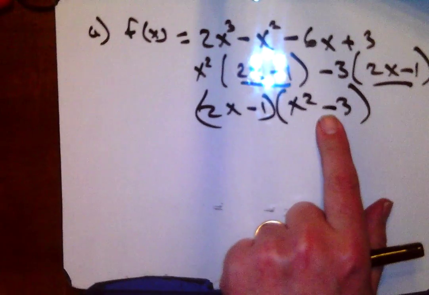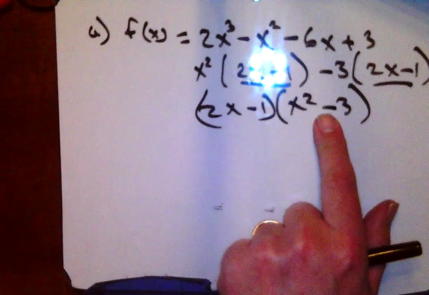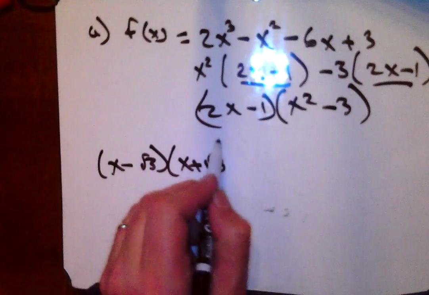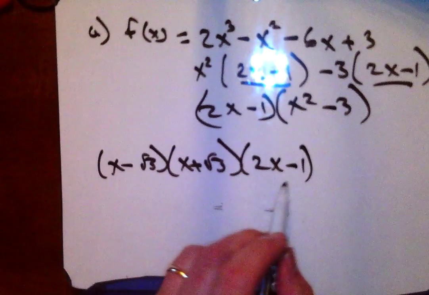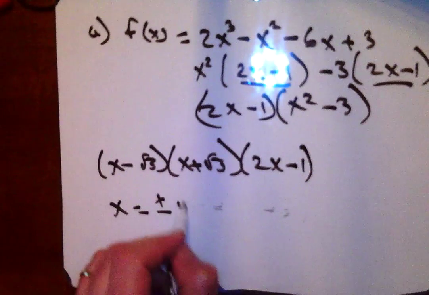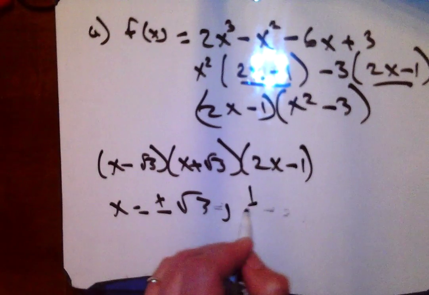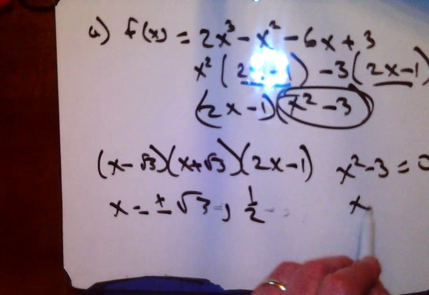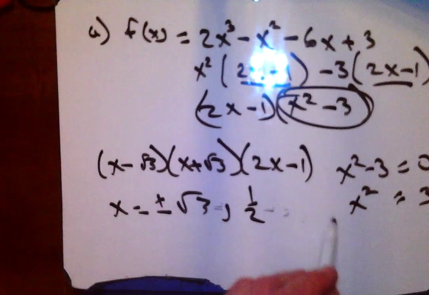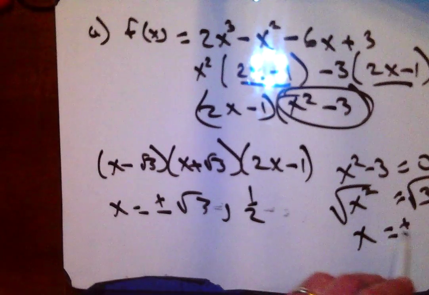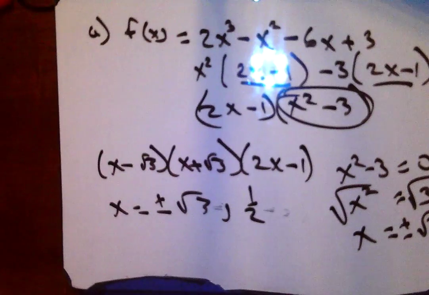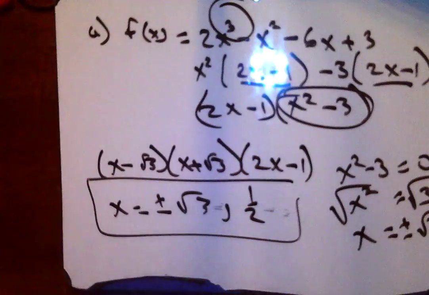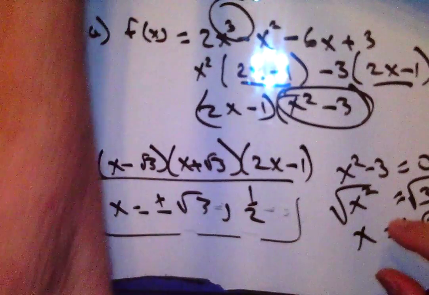So either you need to factor this as a difference of squares, which would be x minus root 3, x plus root 3, times 2x minus 1. And so now you can say, all right, x equals plus and minus root 3, and x equals 1/2. Or you could take this x squared minus 3 and set it equal to 0. And when we take the square root of both sides, we get plus and minus root 3. So we can get those roots. Find all the roots. There's all the roots. Look, it's a third-degree polynomial. If I don't have 3 roots here, I'm in trouble.